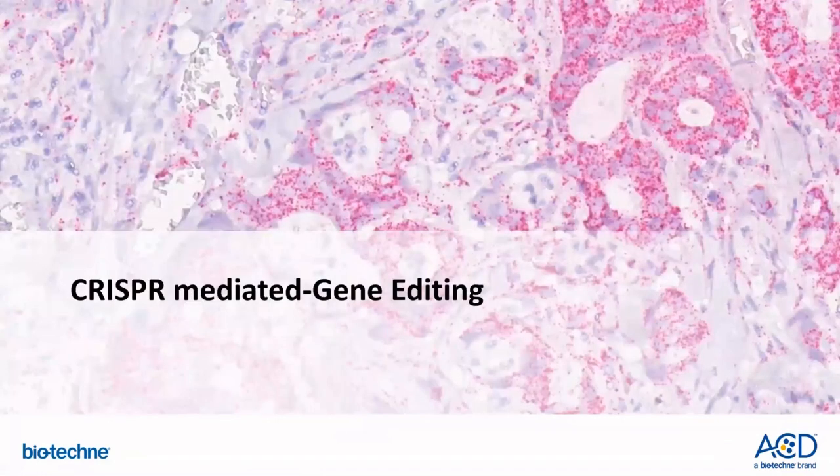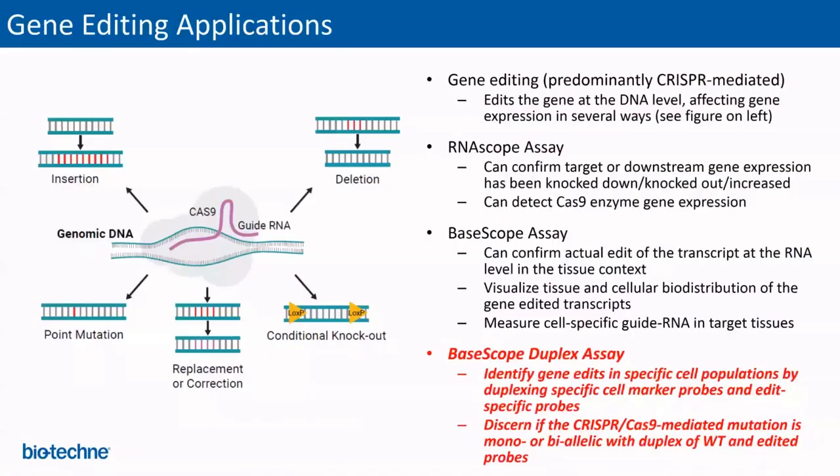Another very good application of BaseScope Duplex is CRISPR-mediated gene editing. As you know, CRISPR-mediated gene editing can affect the gene at DNA level, or it can affect the expression in multiple ways, such as insertion, deletion, or point mutations. You can utilize almost all the assays from our portfolio in detecting such gene editing. RNAscope assays can confirm the target or downstream gene expression. The BaseScope single-plex assay can actually detect the one single edit.